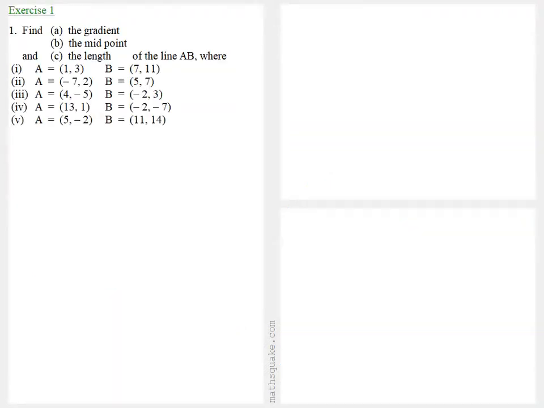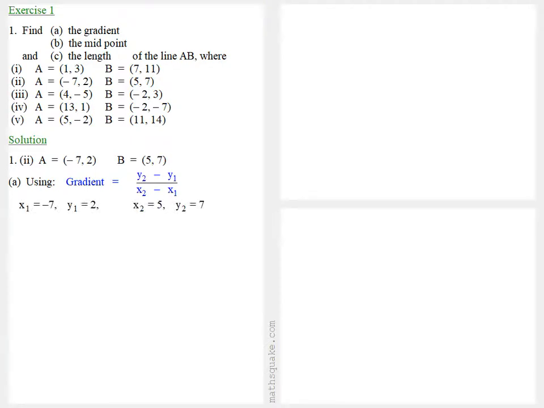In question 1, part 2, we have A is equal to minus 7, 2, and B is equal to 5, 7. So to find the gradient of the line, we have x1 is minus 7, y1 is 2, x2 is 5, and y2 is 7. And we substitute it into the formula y2 minus y1 over x2 minus x1. So the gradient is 7 minus 2 over 5 take away minus 7, which is 5 over 12.